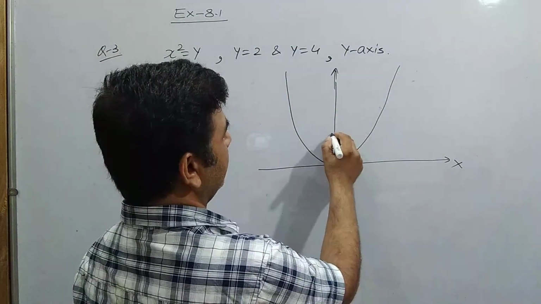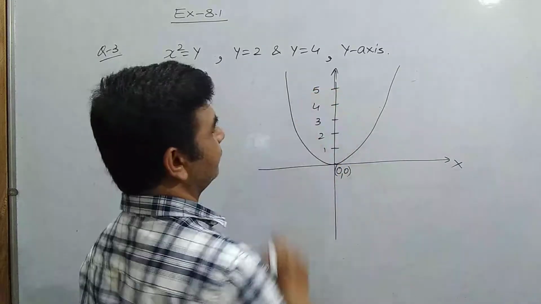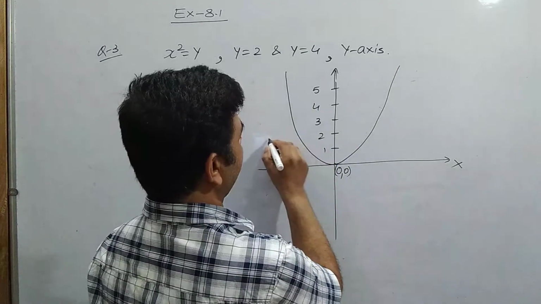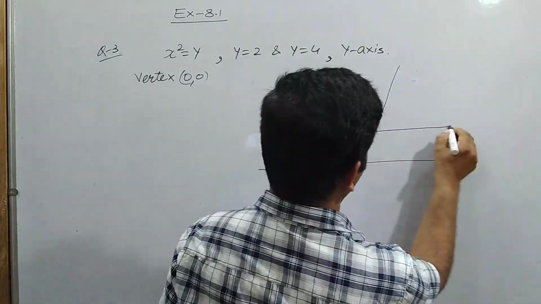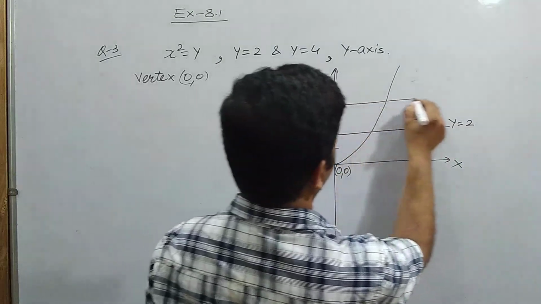This is the vertex 0 0, and the lines are given to you. y is equal to 2, which is parallel to the x axis. This is your y is equal to 2, and this is your y is equal to 4.